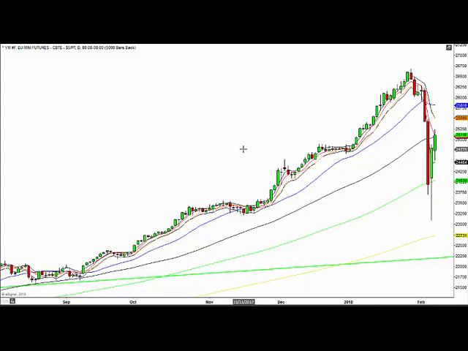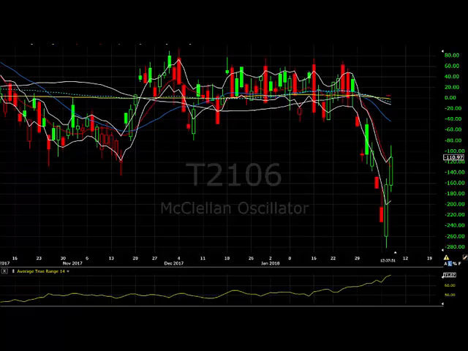And we do that by using breadth indicators. So what we're going to do is have a look at these breadth indicators and see what they can tell us. So let's first of all go to the McClellan oscillator, an old favorite of mine.